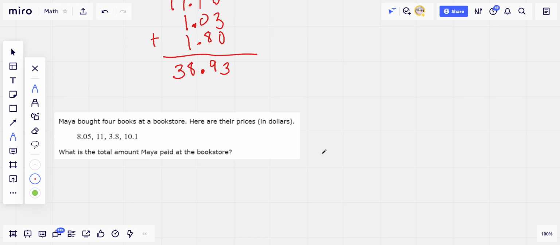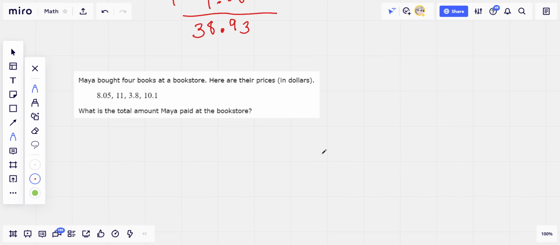Let's try one more of those. So this one says Maya bought 4 books at a bookstore, and here are their prices in dollars: $8.05, $11, $3.80, $10.10. What's the total amount Maya paid at the bookstore? That word, total or what's the total often indicates that we're going to be adding. So let's go ahead and set this up. So we'll stack them with the decimal points lined up.